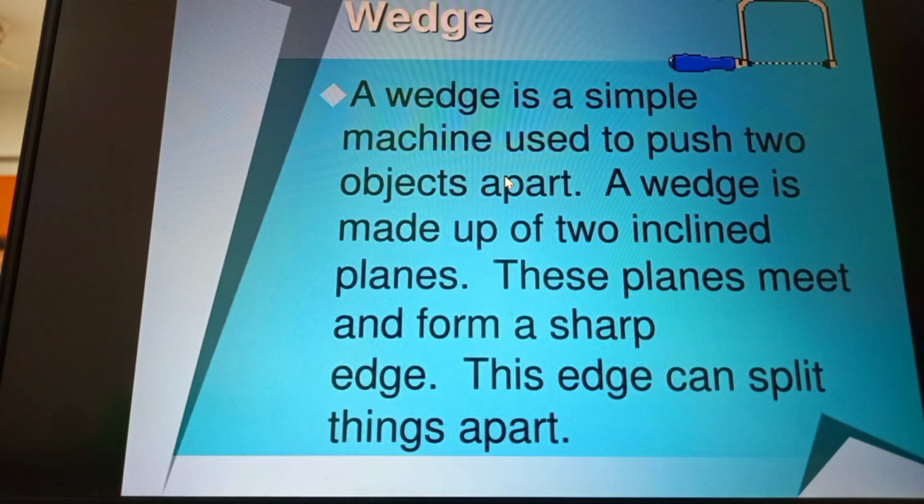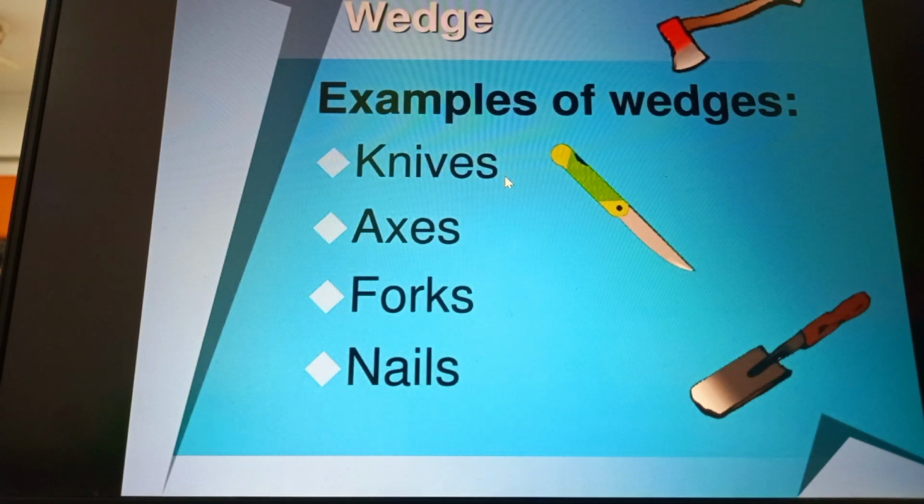Another one is a wedge. A wedge is a machine used to push two objects apart. A wedge is made up of two inclined planes. These planes meet and form a sharp edge. This edge can split things apart. Examples of wedge: knives, axes, forks, nail cutter, scissors. These are examples of wedges, used to split apart or break one object from another.